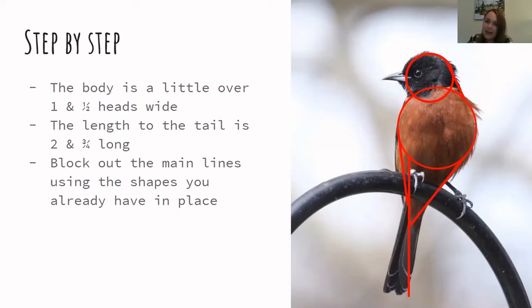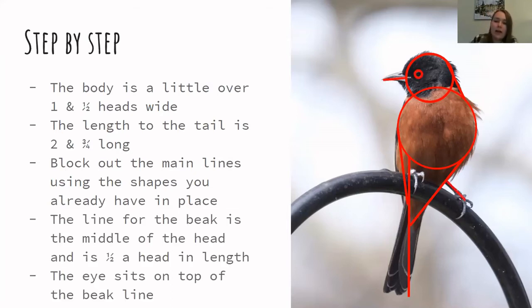Okay? And then if you follow that beak line, just make an invisible line in your head, you'll notice that the eye sits right on top of it. Okay? So this is what you're going to have. So the line for the beak is in the middle of the head, and it's half a head in length. The eye sits right on top of the beak line. Okay?